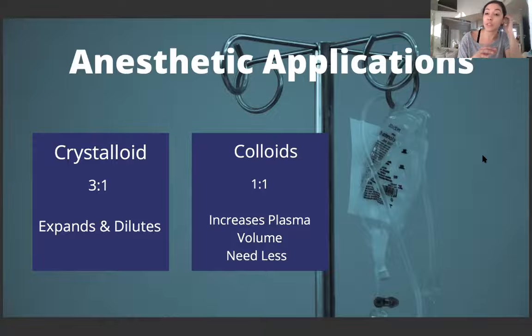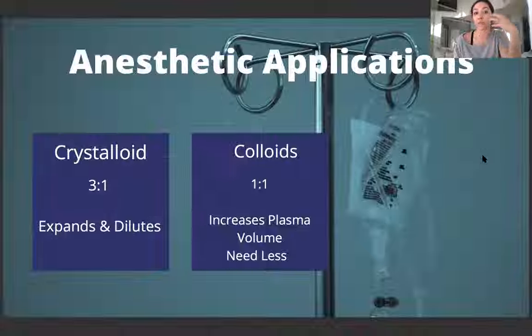So crystalloid is given in a 3-to-1 ratio. So you give 3 mL of crystalloid for every 1 mL that's lost. So we do increase the risk of peripheral edema with that. So we do have to be careful, especially in certain surgeries when they're prone, when they are in steep T-berg. Obviously, if patients have any kidney or heart issues, we have to be careful how much crystalloid we give, right?